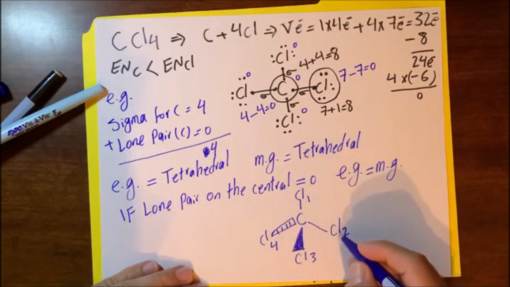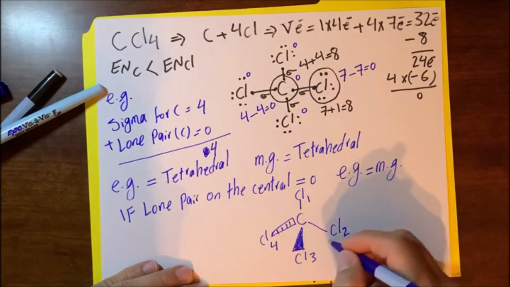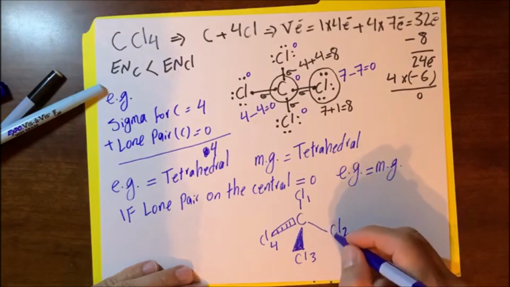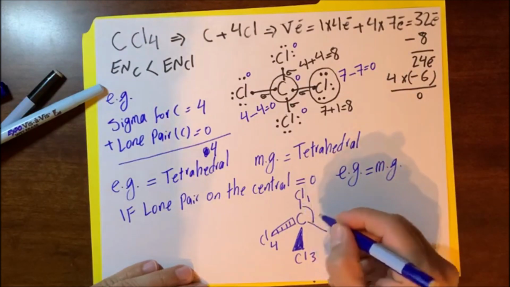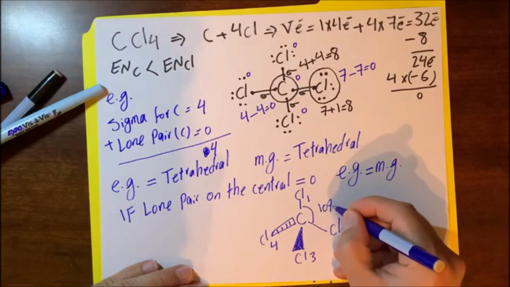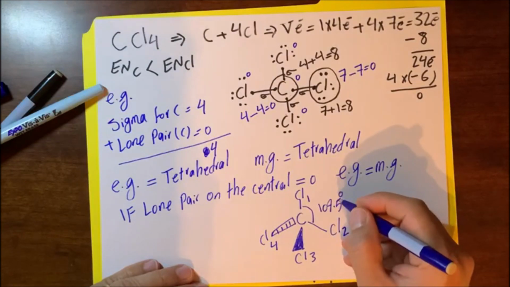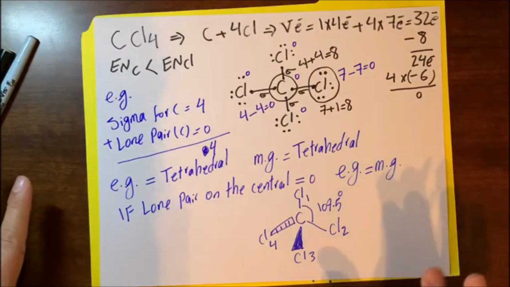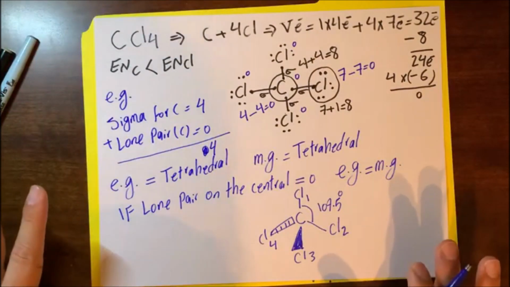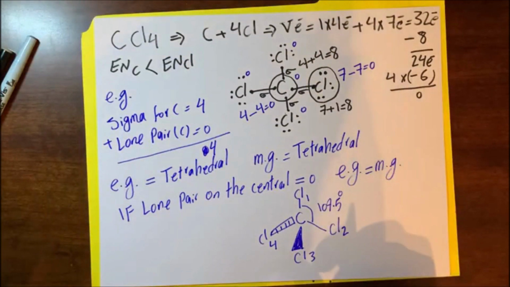And remember, you do have lone pairs on each chlorine, and I'm not going to show them right now because I'm trying to save time. What's the bond angle between them? It is 109.5 degrees. We say this is perfect tetrahedral geometry. And the central atom is carbon.